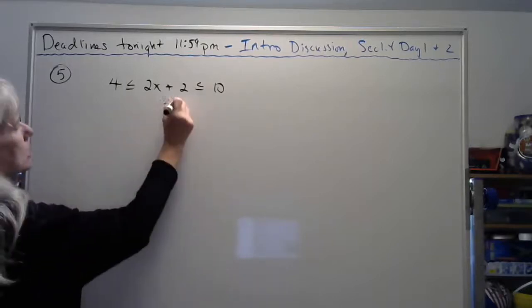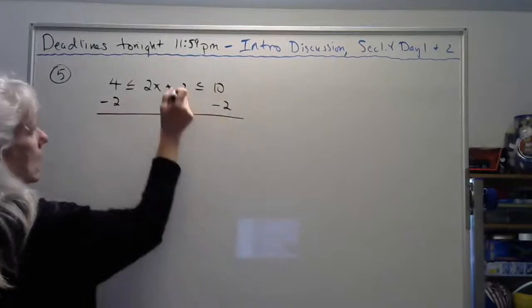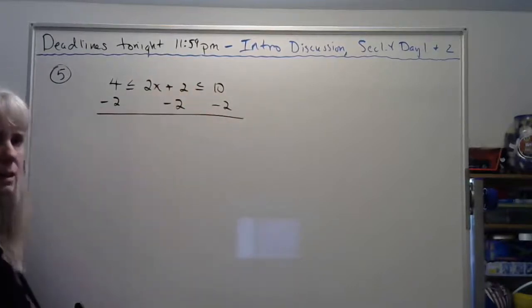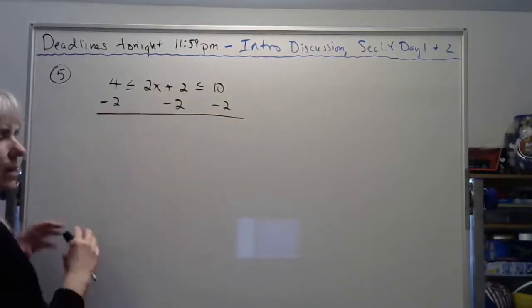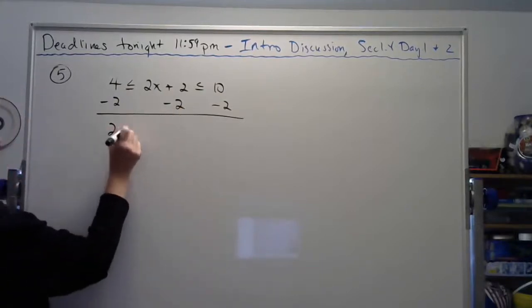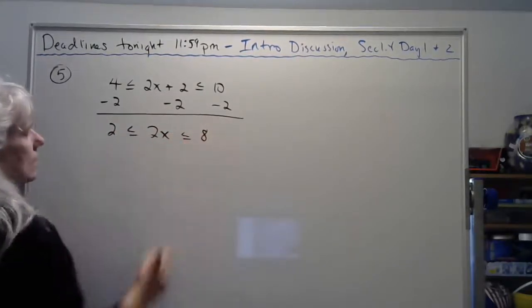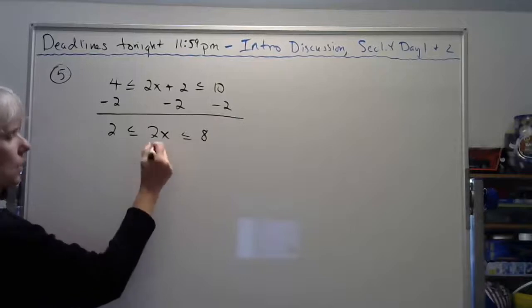So the first thing we're going to do is go ahead and subtract out the 2, because what we want to do is get the x that's in the middle all by itself. So instead of just isolating from one side, we're isolating from every side. Subtracting the 2 is going to give us 2 is less than or equal to 2x is less than or equal to 8. At this point, to get the x in the middle by itself, we're going to divide by 2.